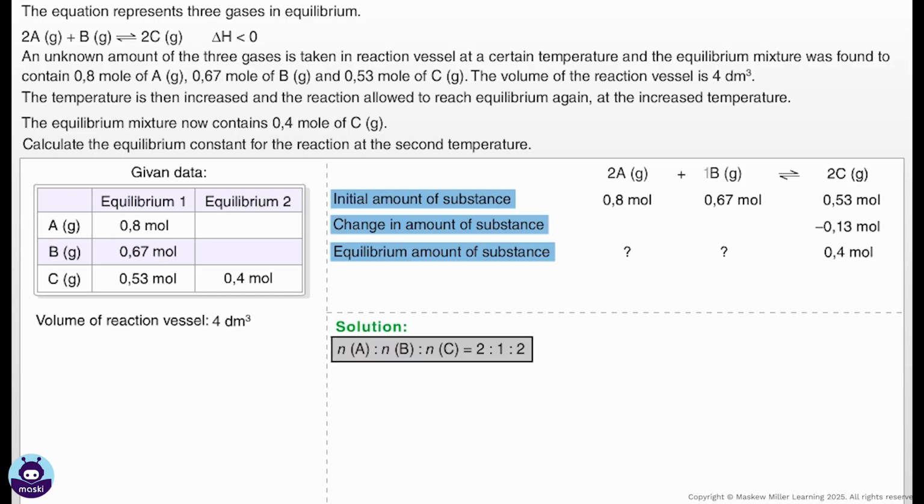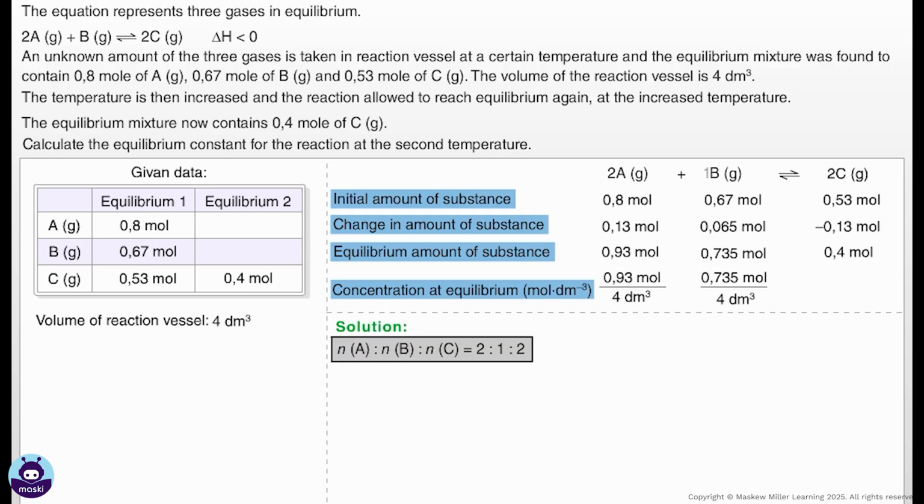From the reaction, the ratio of the number of moles of the reactants to the products is 2 to 1 to 2. Therefore, the change in the number of moles of the reactants will be in this ratio. The equilibrium amount of substance of the reactants can be found. Note here that the amount of substance of the reactants increases. To find the molar concentration, we divide the amount of substance by the volume of the vessel in decimeter cube.